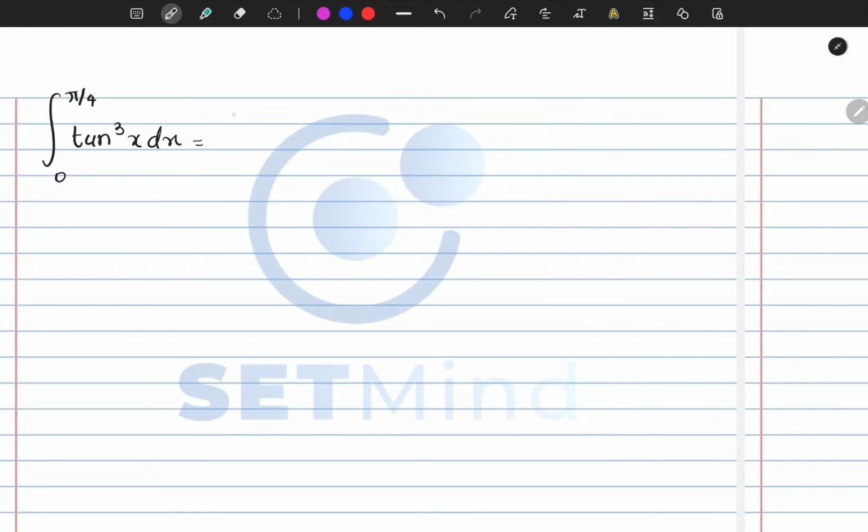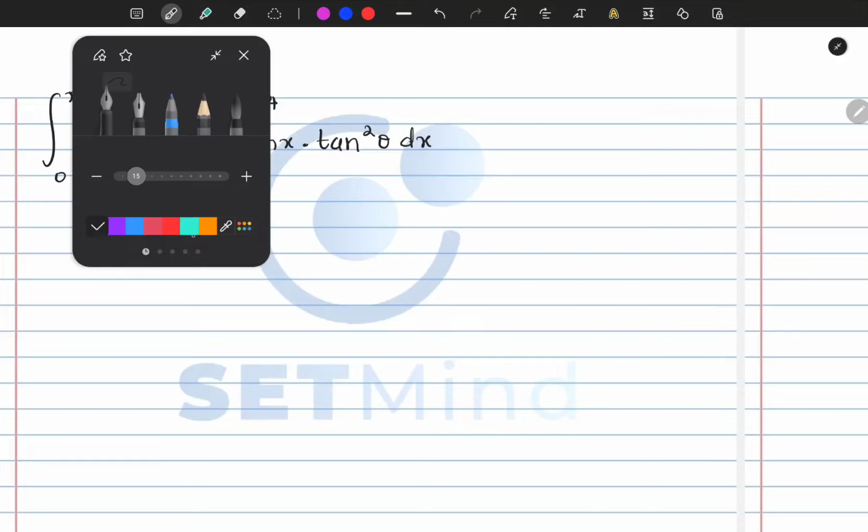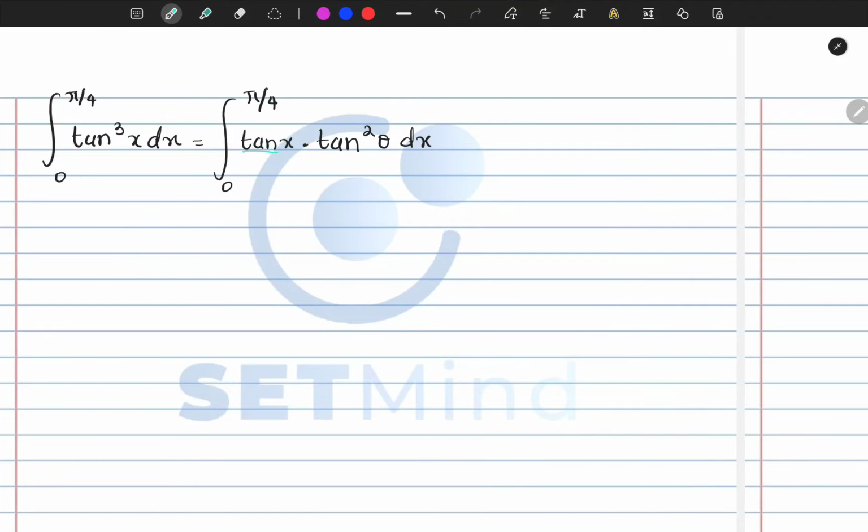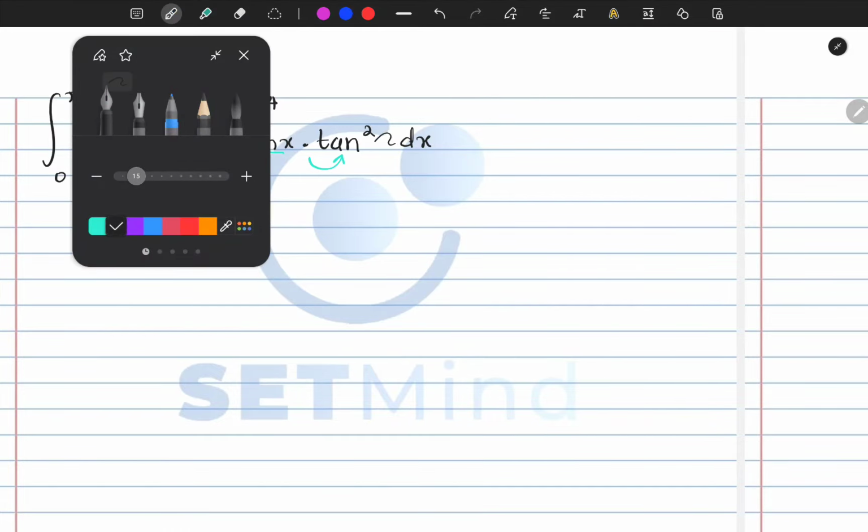So the first thing we should attempt is this: we have difficulties dealing with powers when we are integrating. So I'm going to leave this as tan x multiplied by tan squared x dx. I'm trying to figure out how tan x is related to tan squared x, and the answer is not so obvious.